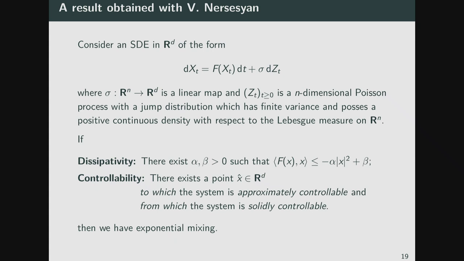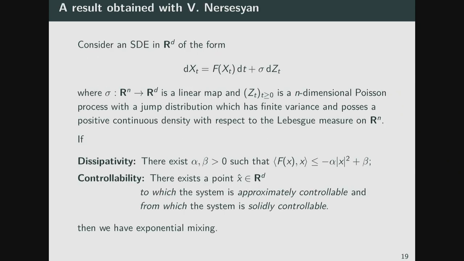And you have a dissipativity assumption and two controllability conditions. So there exists one point in the phase space to which the system is approximately controllable and from which the system is solidly controllable, then you have exponential mixing. So a few remarks. This noise is unbounded. It's not Gaussian. But because of the Poisson structure, there's still a way to reduce it to the discrete time problem and still get good estimates. So that's what we did in the paper.